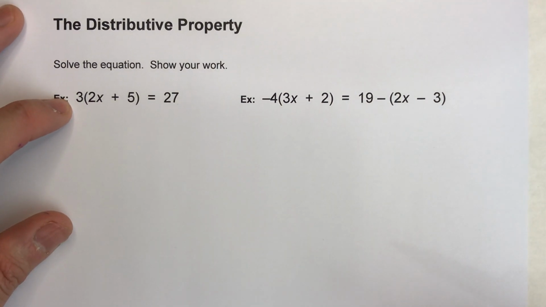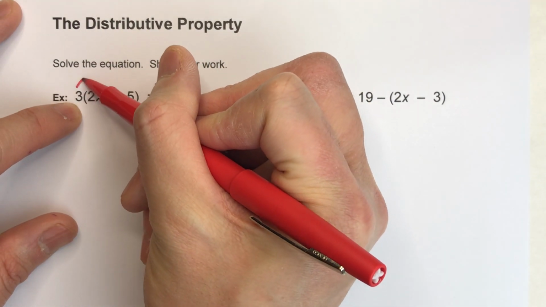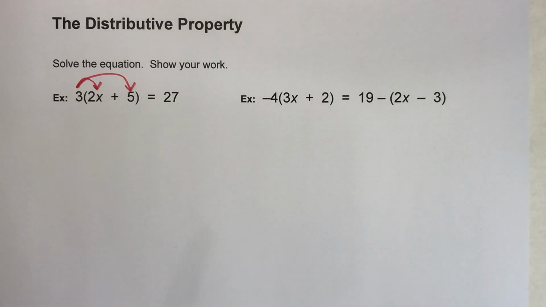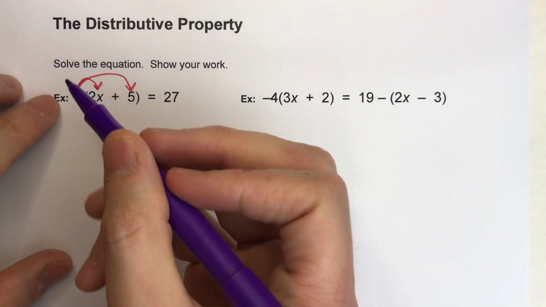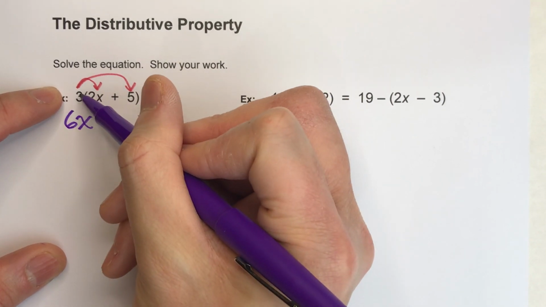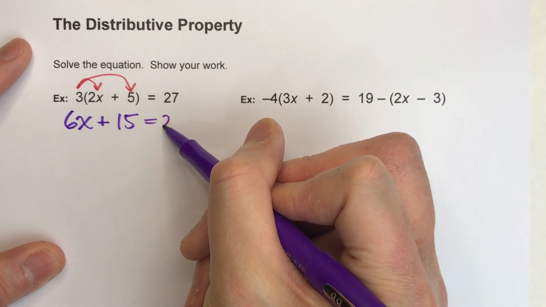So the distributive property says if we've got 3 times a bunch of stuff in parentheses, we've got to multiply 3 times each item in the parentheses. All right, so when we do that, 3 times 2x is 6x plus 3 times 5 is 15. And drop down my equals 27.